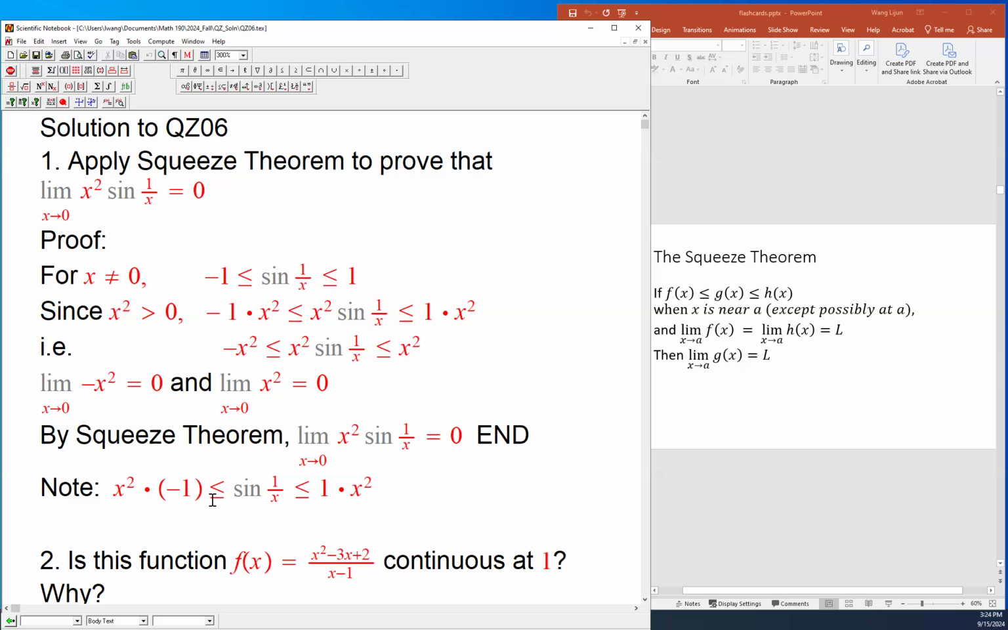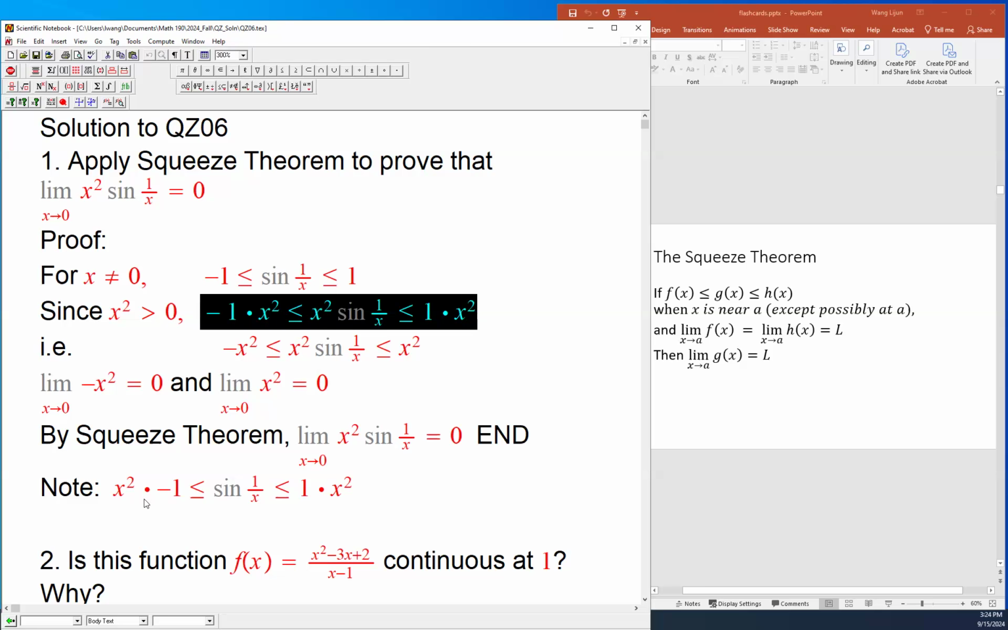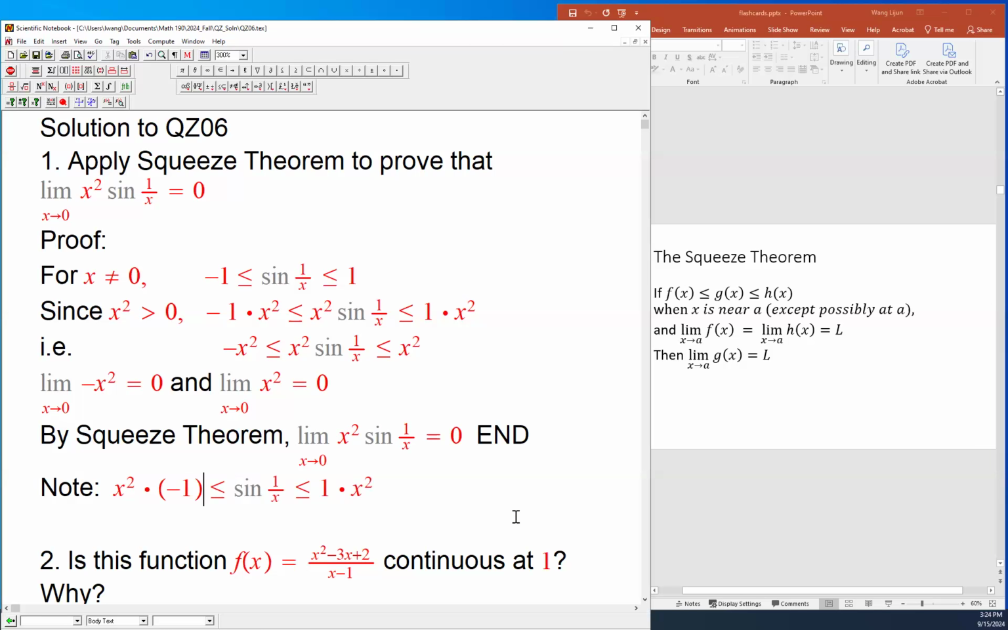There's a common mistake I identified: some people, on this step, just multiply by x squared like this. Whether you have this dot or not, it will be viewed as x squared minus 1. Therefore, missing the parentheses here is a mistake. You should just be careful not to make this kind of mistake.